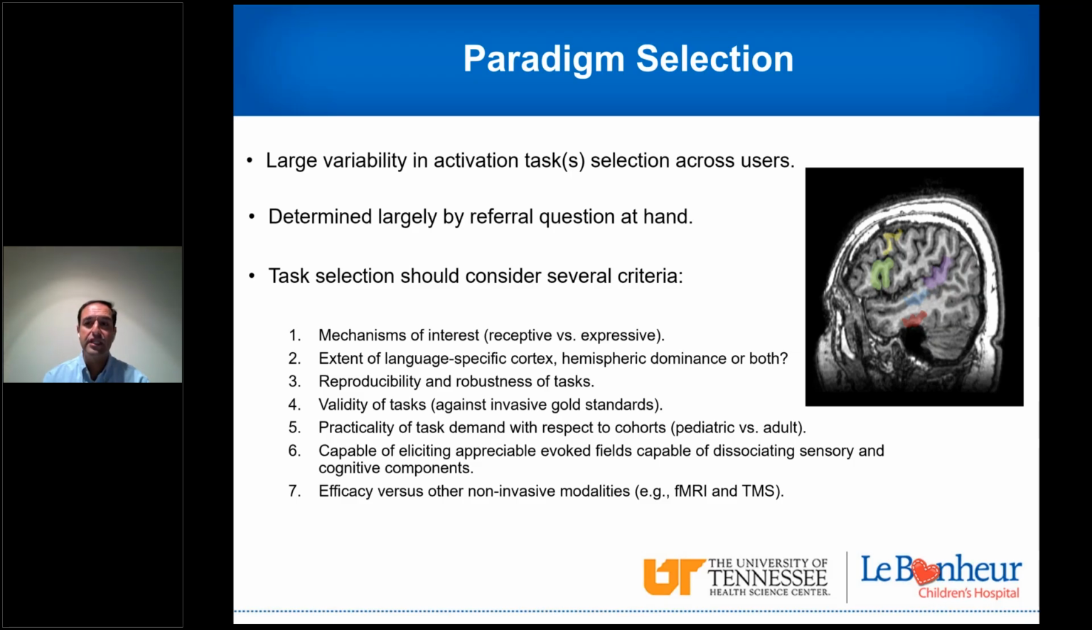Can these tasks actually tease out components that are different from primary sensory phenomenon? Now, cognitive components tend to produce fields that are much more variable, just because the speed and manner in which individuals as a whole perform cognitive operations vary. So we'll get to this again later in the talk when we discuss localization and the issue of time-locked responses.